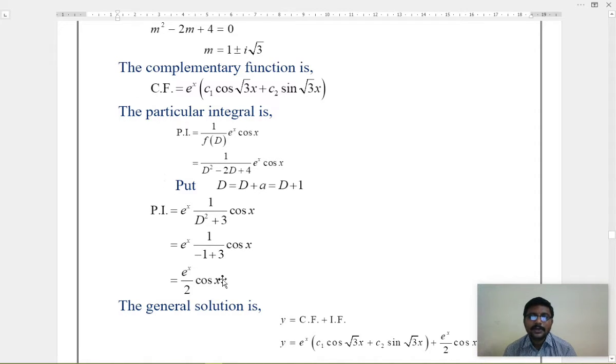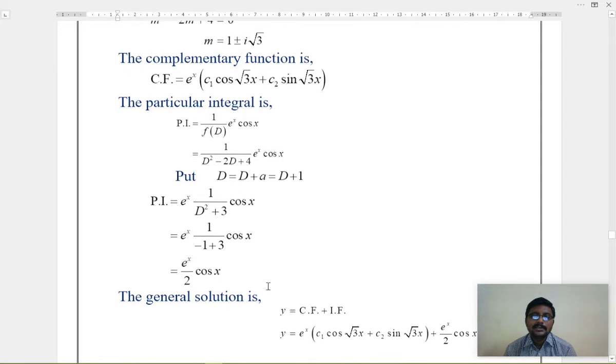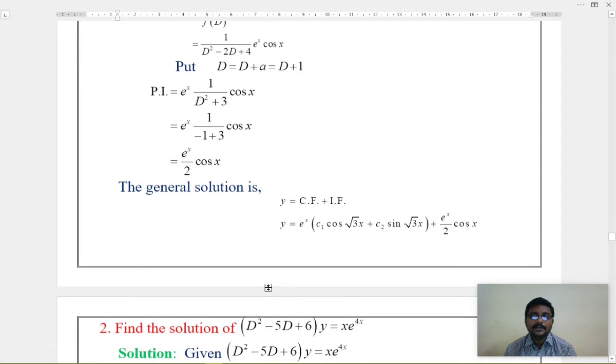So it is the required particular integral, hence the complete solution. It is the addition of two solutions, that is the complementary function and the particular integral. The two solutions are added here, which is the required complete solution.